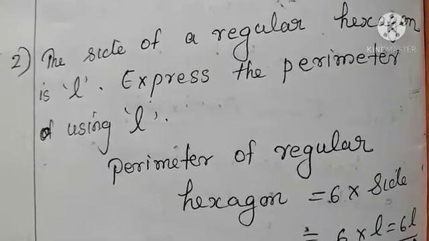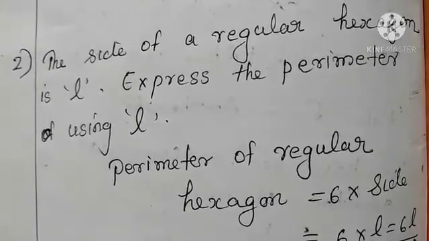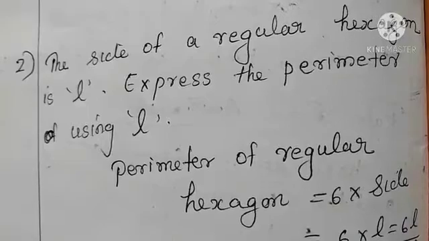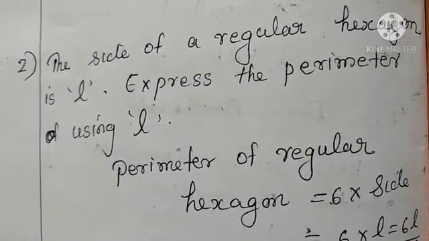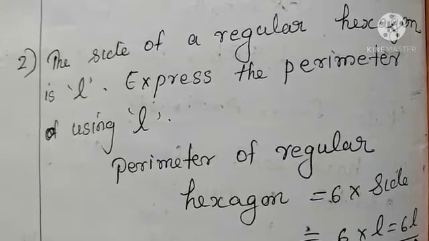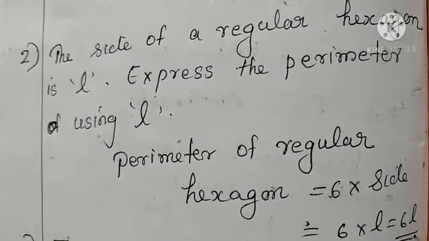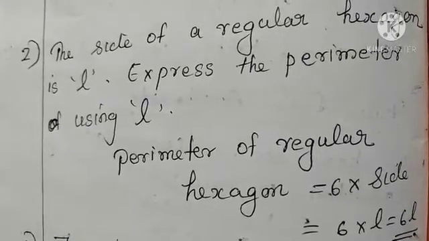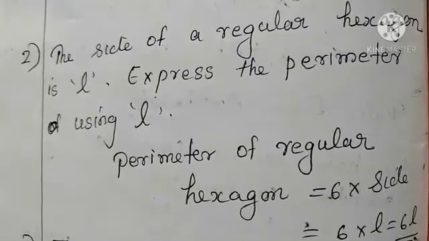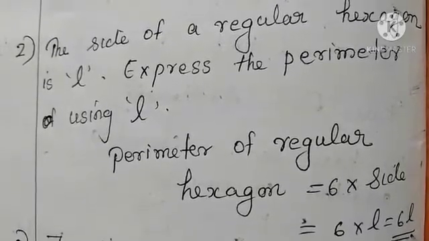Next one, the side of a regular hexagon is L. Express the perimeter using L. Regular hexagon means the hexagon has equal sides. All the sides will be equal in length. So its sides sum will be L plus L and so on, 6 sides. Perimeter will be 6 into side, 6 into L, 6L.